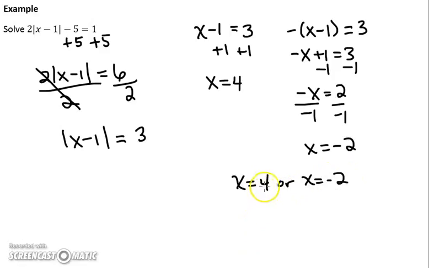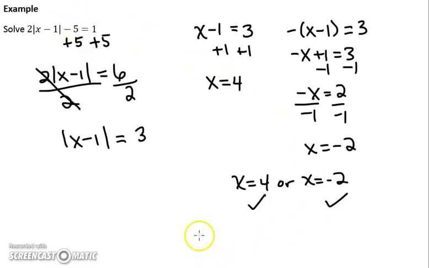If you wanted to check your answers, you can plug them into the beginning. 4 minus 1 is 3. Absolute value of 3 is 3, times 2 is 6, minus 5 is 1. So this one would work. And negative 2 minus 1 is negative 3. Absolute value of negative 3 is 3, times 2 is 6, minus 5 is 1. So this one's going to work as well.